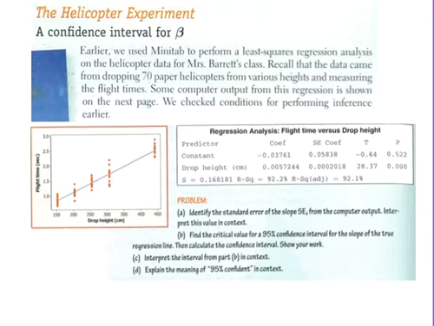So let's look at an example using the confidence interval for the slope. Earlier we used Minitab to perform a least squares regression analysis on the helicopter data for Ms. Barrett's class. Recall that the data came from dropping 70 paper helicopters from various heights and measuring the flight times. Some computer output from this regression is shown here. We checked conditions for performing inference earlier, so we know that we're good with that. And so for the first problem, we're going to identify the standard error of the slope, SE sub b, from the computer output and interpret this value in context.